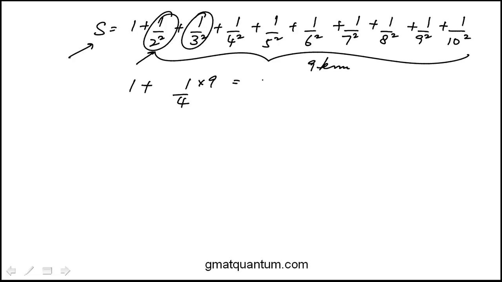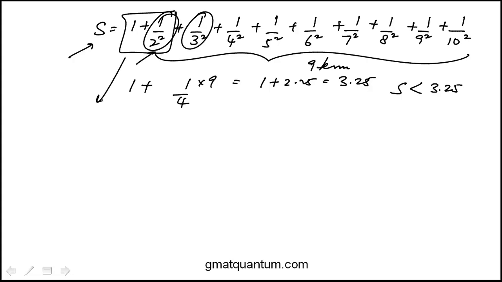in this case, I'm going to get 1 plus 2.25. I get 3.25. So all I can say is S has to be less than 3.25. Now, this could be a very generous upper limit, and you'll see that it may not help us eliminate many of the choices. So we can keep doing it, meaning we take this first piece, which is 1 plus a fourth, which is 5/4, and then for these remaining 8 terms, I'm going to replace each term with 1/3 squared, or 1/9. So we have 8 of those.